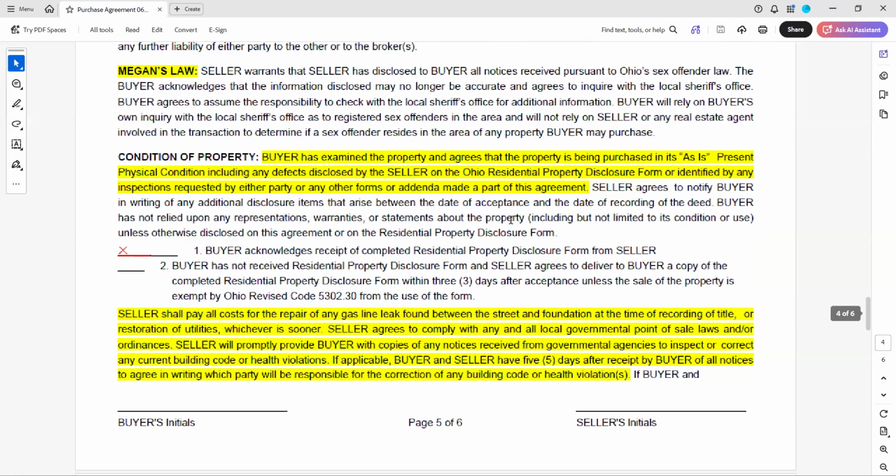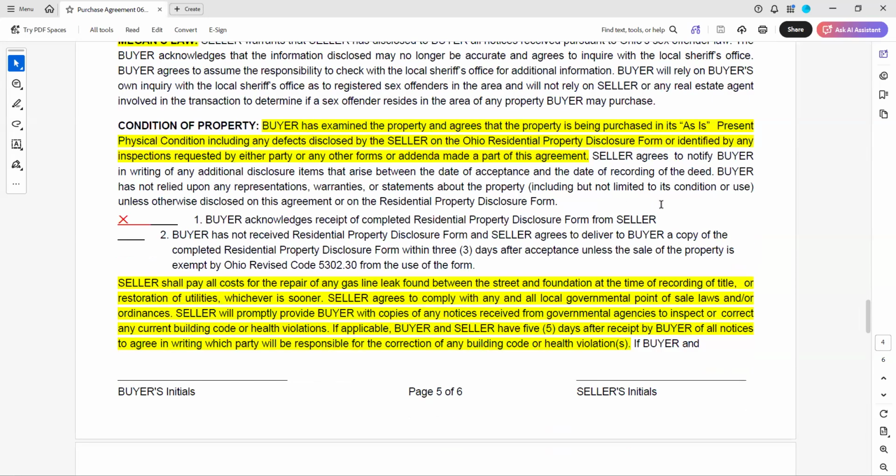Condition of the property. The buyer has examined the property and agrees that the property is being purchased as is, like we were talking about before, right? Its present physical condition, including any defects disclosed by the seller on the property disclosure. So this is basically saying that the seller is going to answer all the questions on the property disclosure and let the buyer know what they know. Did you get the property disclosure form or did you not as a buyer? So they're going to mark either they did or they did not.